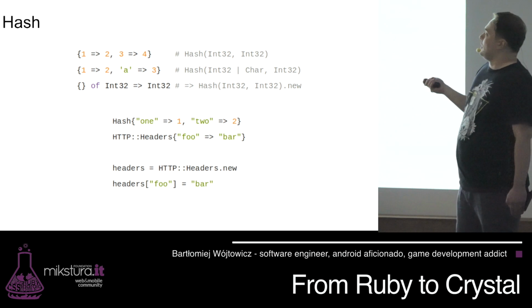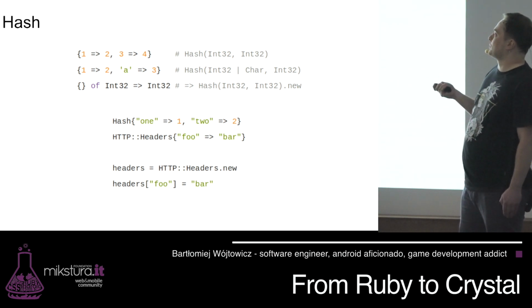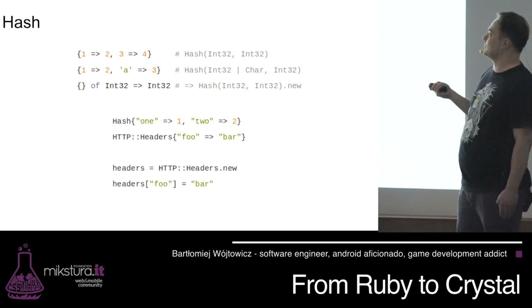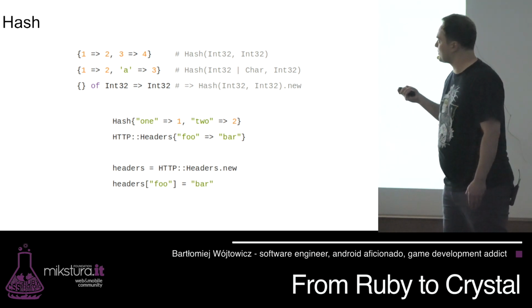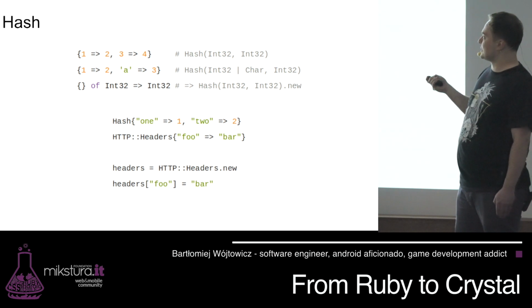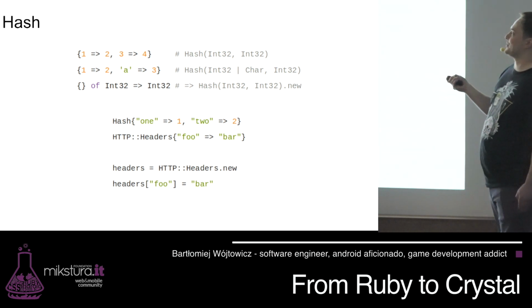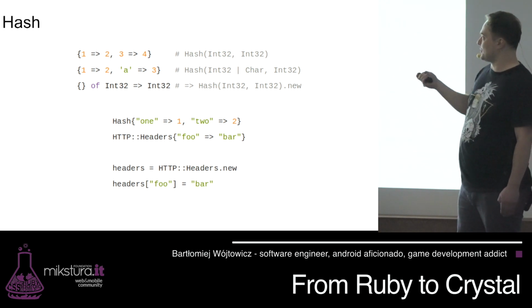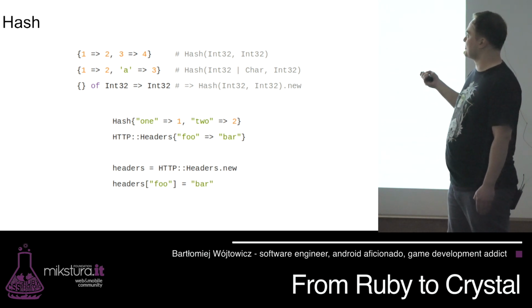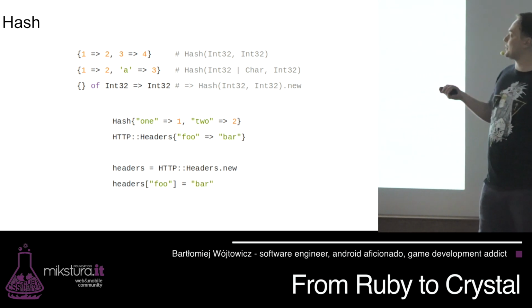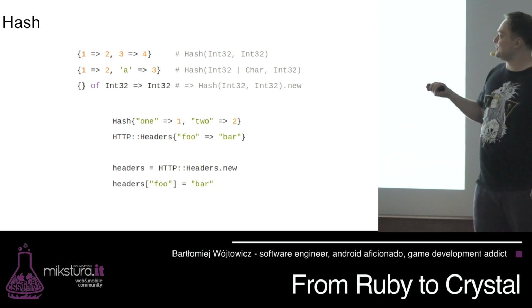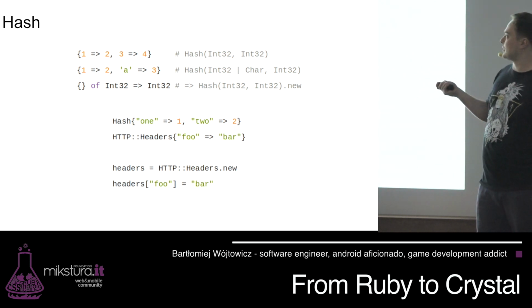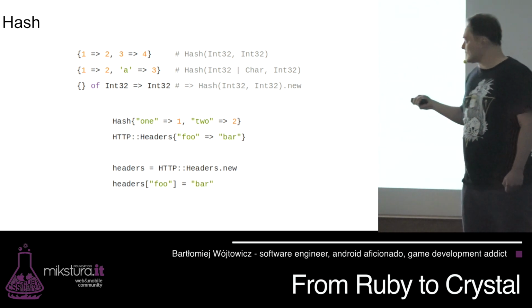Okay, hash, very similar to what we have in Ruby. It uses arrows. That's very important to remember. And this basically translates to this type, where the key is an integer and the value is an integer. If we use mixed types, the compiler will automatically infer the type. So the key is integer or character, and the value is integer. And the same as with array, if you want to have an empty hash, you need to specify the type, like this or that.